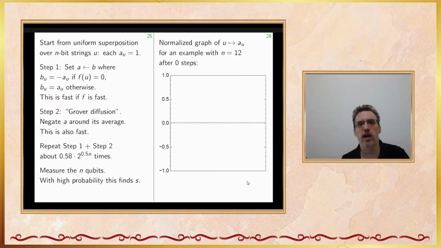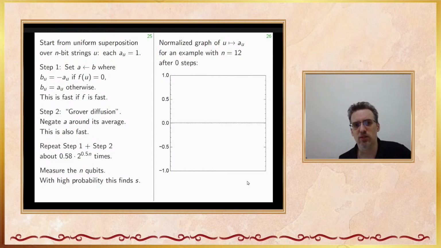So, all right, here's a graph of a sub u. And this is a normalized graph. So I've divided all of the a sub u's by something so that the sum of the squares of the a sub u's is 1. And this example has n equals 12. So there's 2 to the 12th, 4,096 different u, 4,096 positions in the vector.